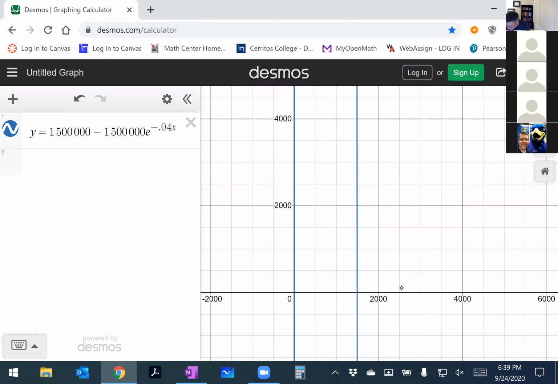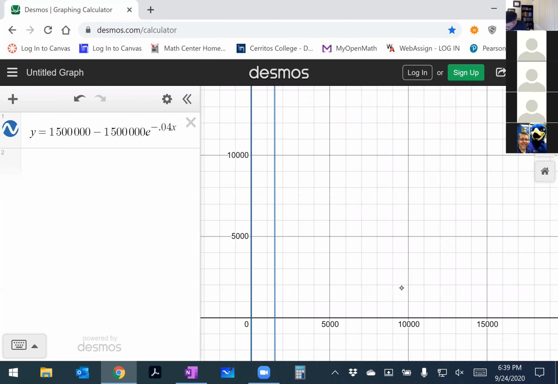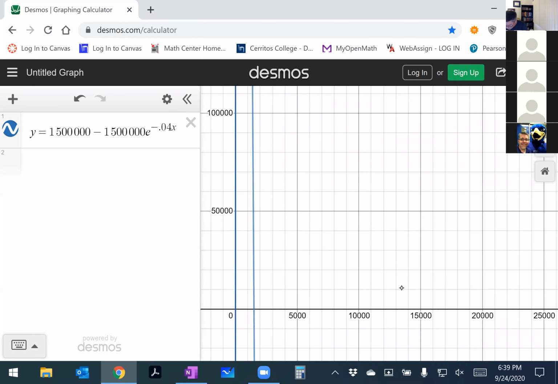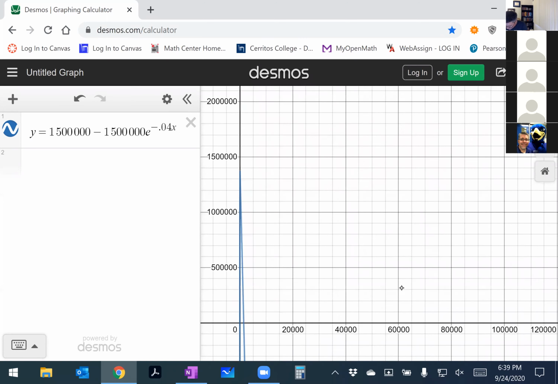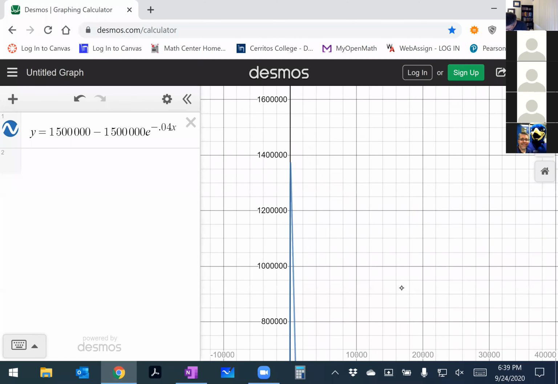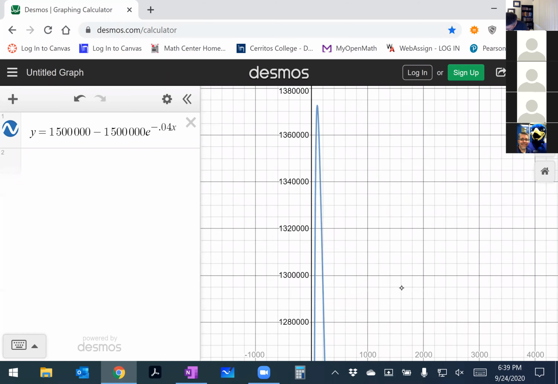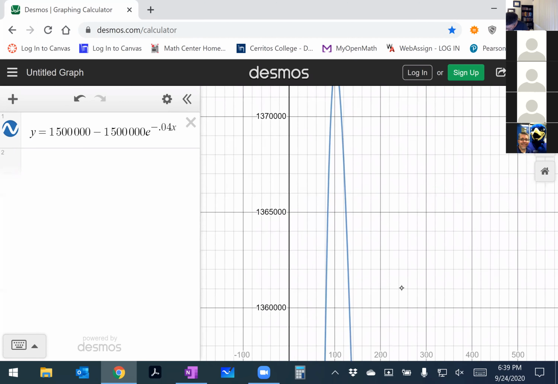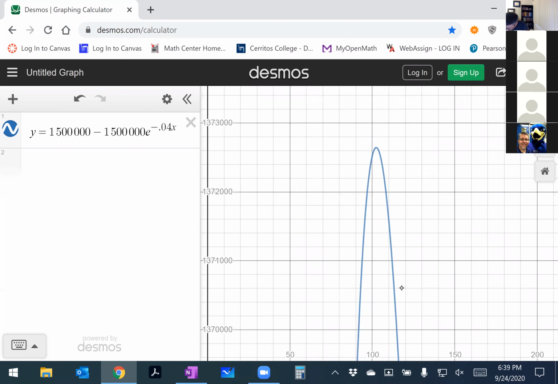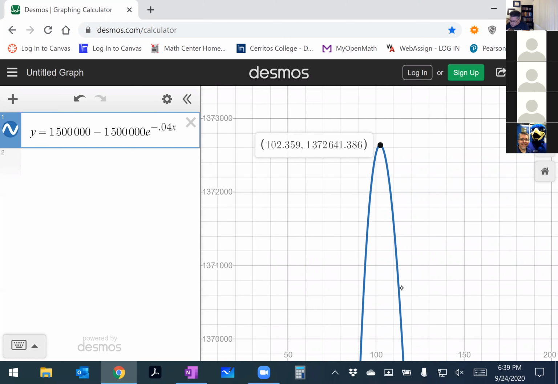I want to know when the maximum of this function is going to occur. Is it ever going to reach a maximum? Yeah, it does. So where is the maximum value occurring? It's occurring right there. Look at that. Honing in on the maximum value here, let's see if we can find it. It's happening after approximately 102.35 days. So after 102 days, that's the maximum profit there. Looks like 1,372,641.